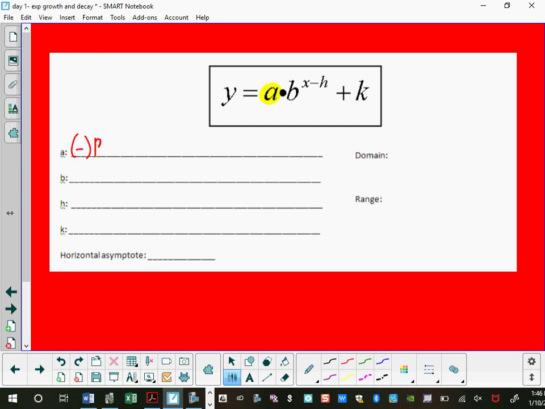So write that down. I also want you to write down exactly what I have up here with the minus sign in parentheses. What if that A is bigger than 1? Just a greater than sign. It's going to stretch. Good. And we have one more. What if it is less than 1? What is it going to do? Compress.